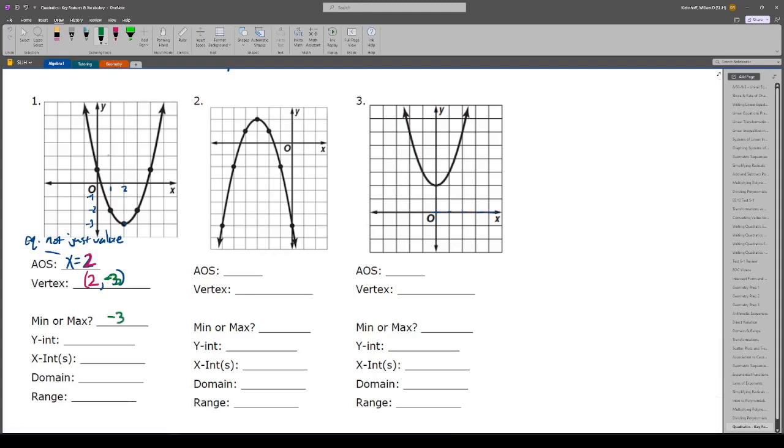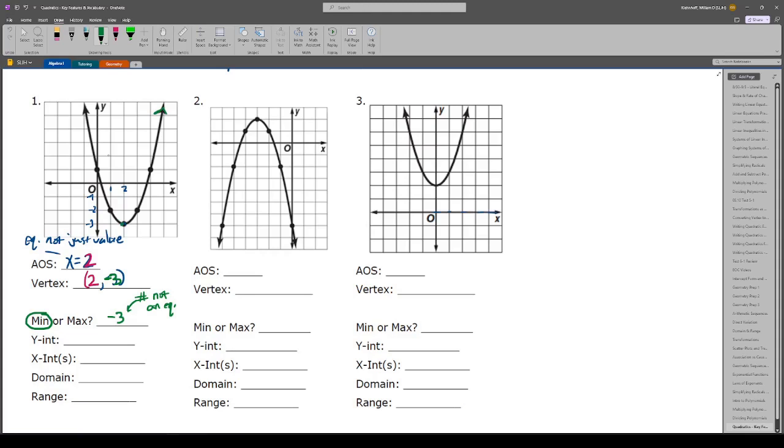So min or max value is not an equation. It is just a number. So this is a single number, not an equation. It's different than the axis of symmetry, which is a line and needs a whole equation. Here we're going to circle minimum to say that this is a lowest value, and we know that because the arrows point up, and this is the lowest point on the graph.